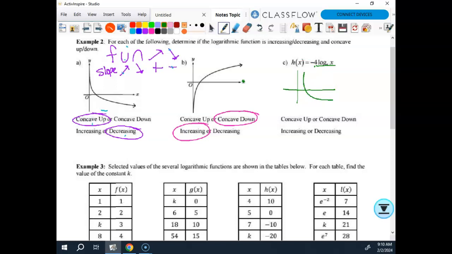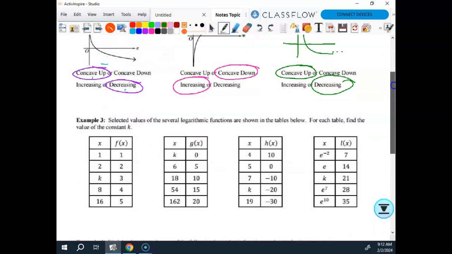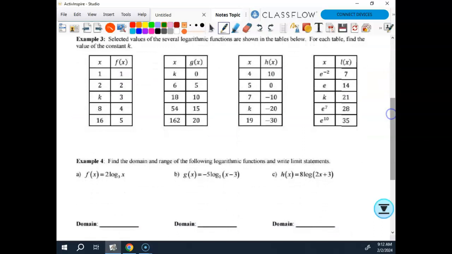So concavity, what is it? Up. What does that tell you about the rate of change? It's increasing. Is the function increasing or decreasing? Decreasing. What does that tell you about the rate of change? It's negative. Okay, so more charts. We love charts. Tables, whatever you want to call them.